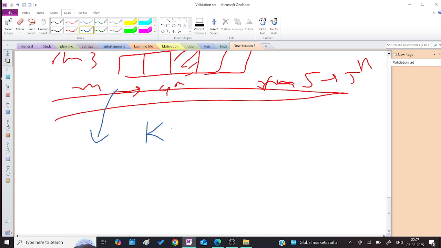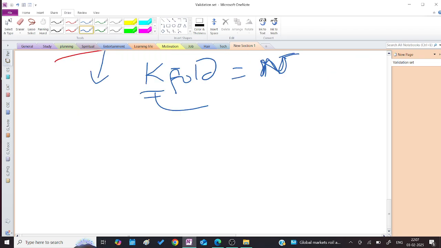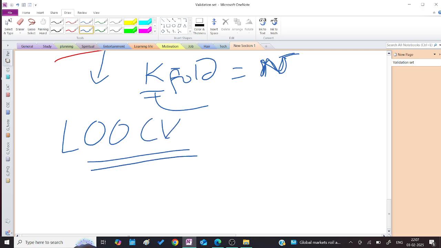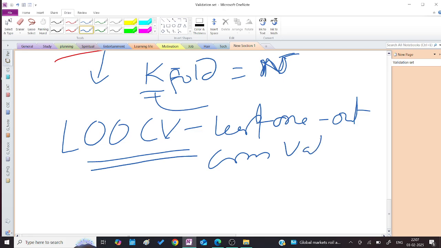For k fold, if k becomes equal to n, what is n? The total number of data points. We will call that LOOCV, that is, leave-one-out cross validation.